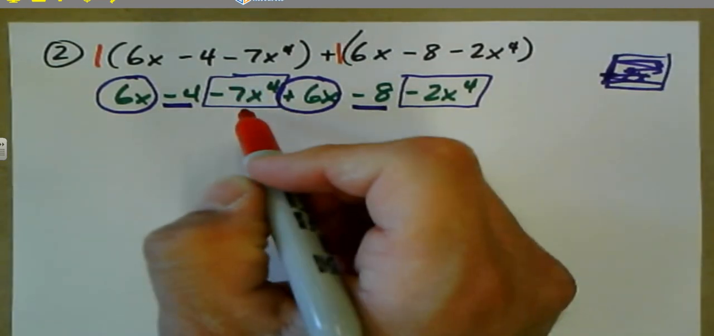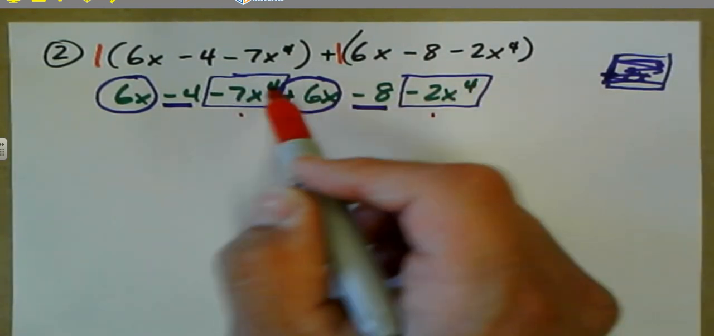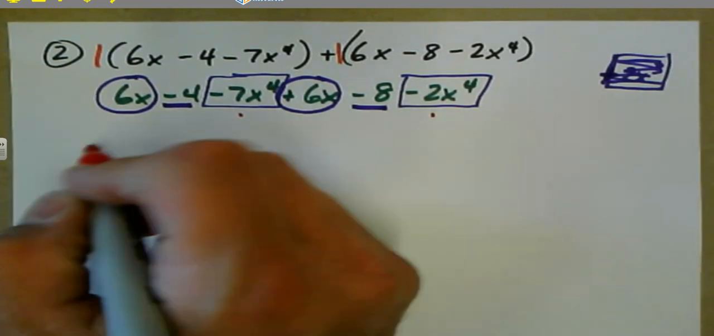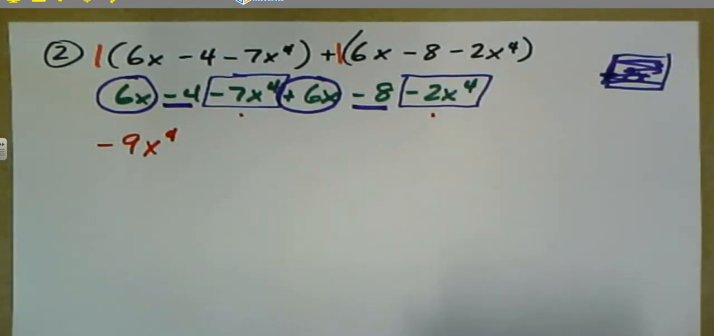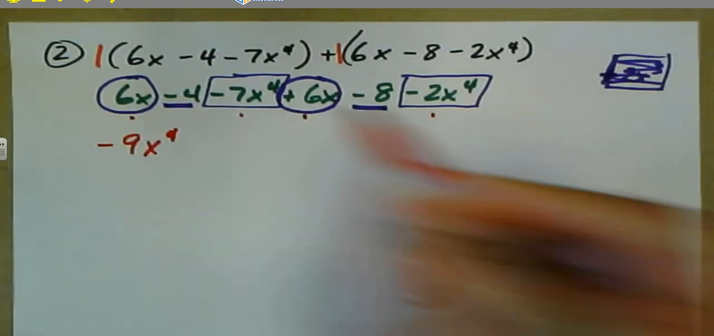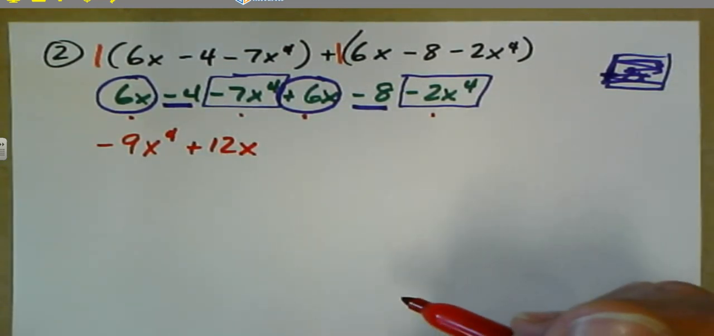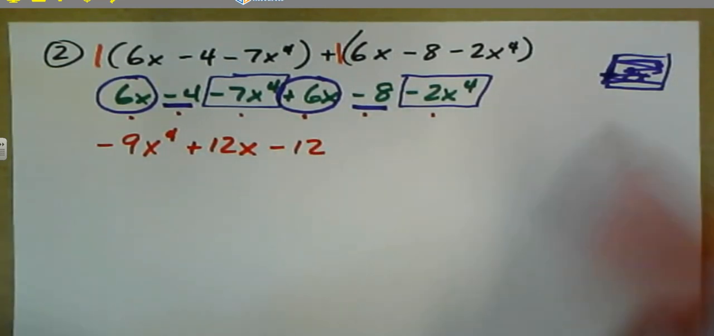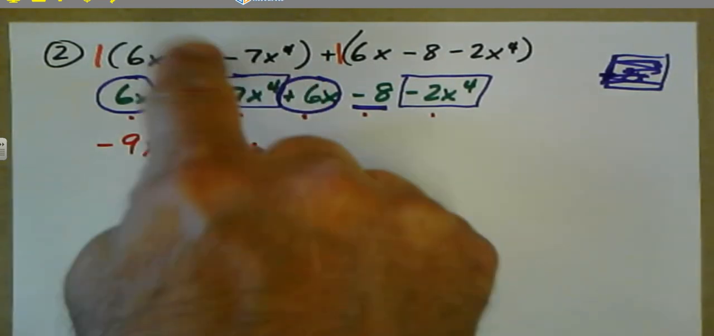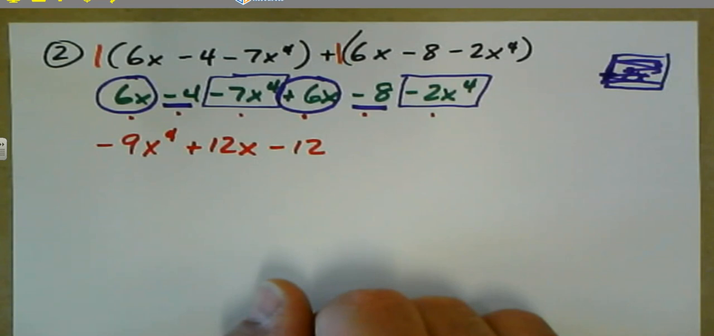So what do we do? We add this one and this one together because they both have x to the fourth. Negative 7 plus negative 2, negative 9x to the fourth. Then we're going to add this one and this one together. 6 plus 6 is 12x. And then add this one and this one, which is negative 12. Negative 4 plus negative 8, negative 12. We distributed. We didn't have to change anything because that's a 1, that's a 1.